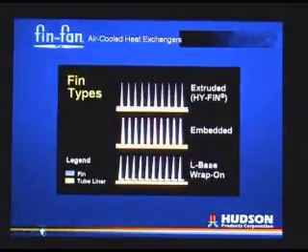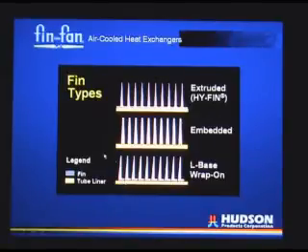Fin types: this would be an L-foot wrap-on. It is susceptible to corrosion. It's also susceptible to disbonding. If you lose the bond between the fin and the tube, then your heat transfer rate will drop off significantly. This is for a reasonably low temperature application where your process or your tube temperature is less than 200 degrees.